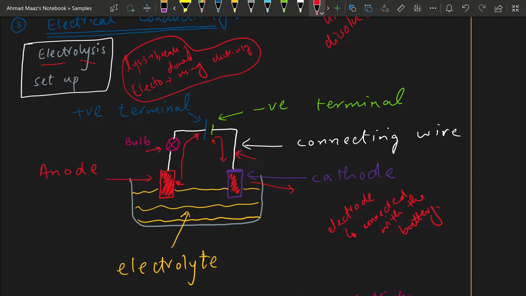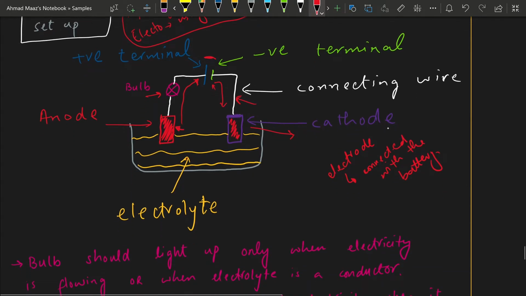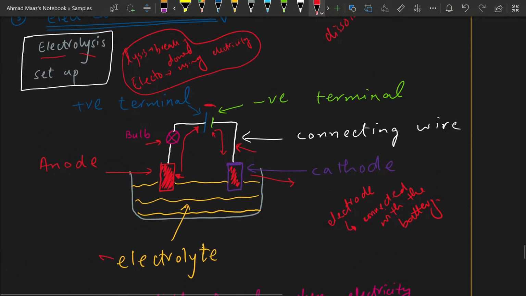And here you see a bulb. This is the battery, the positive terminal and the negative terminal, and this yellow is the electrolyte. Electrolyte is a liquid which can conduct electricity. So this is the general setup for electrolysis.